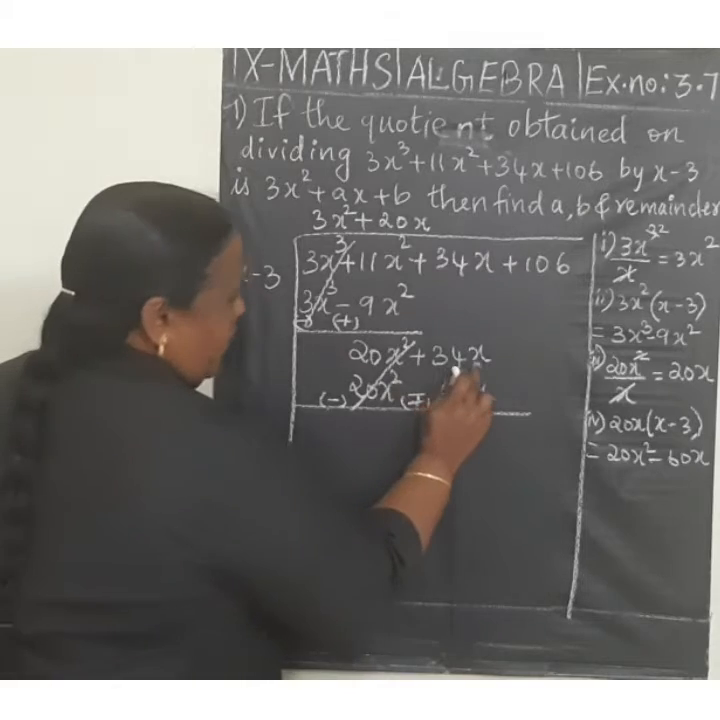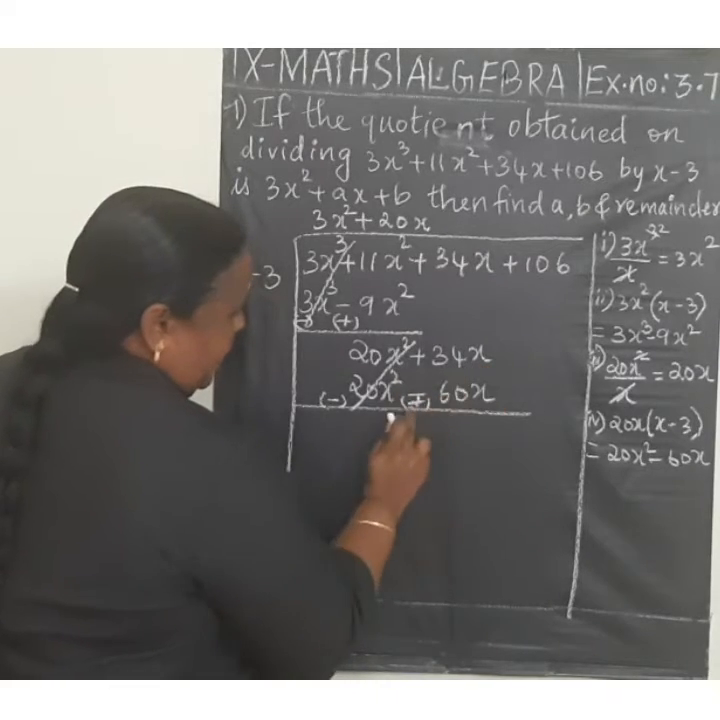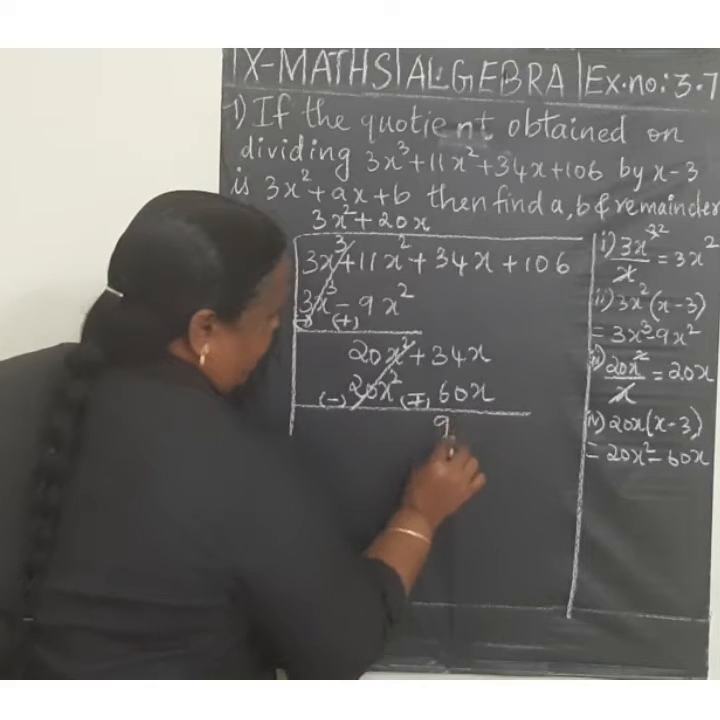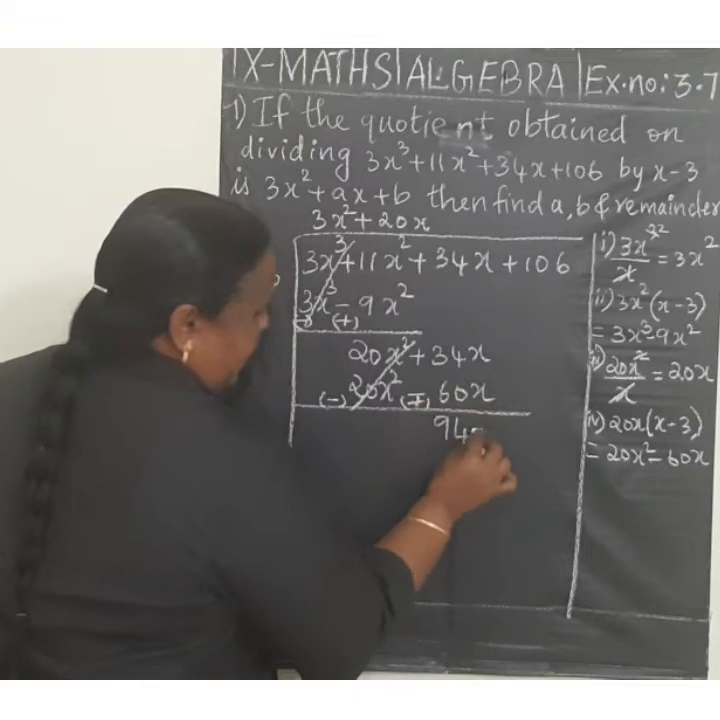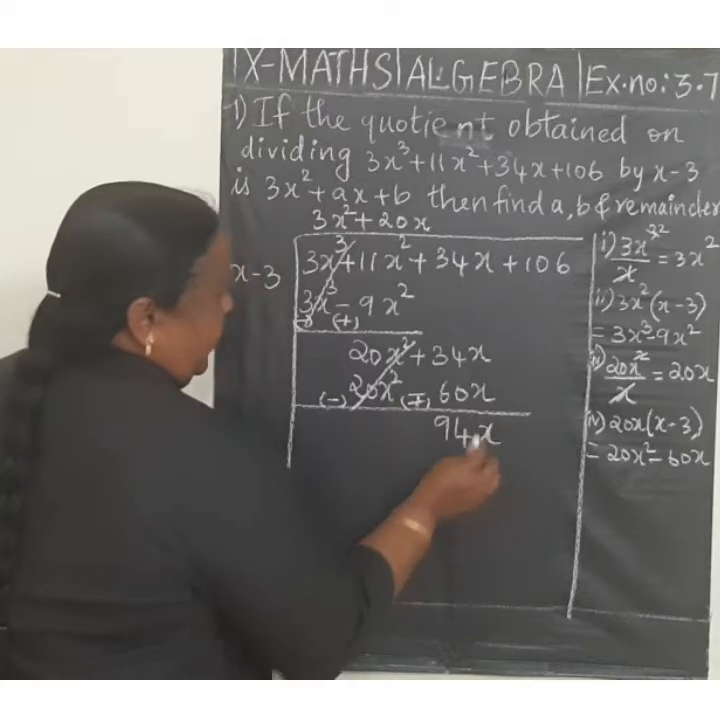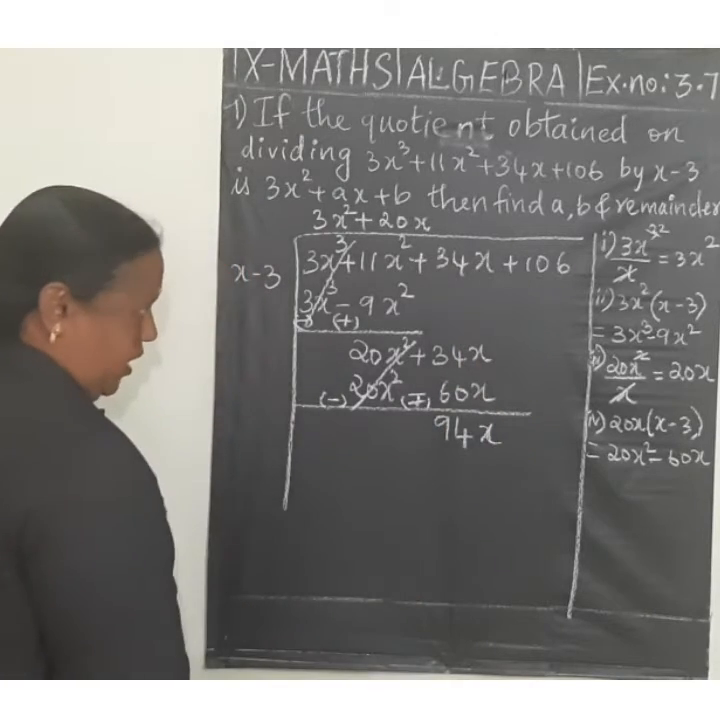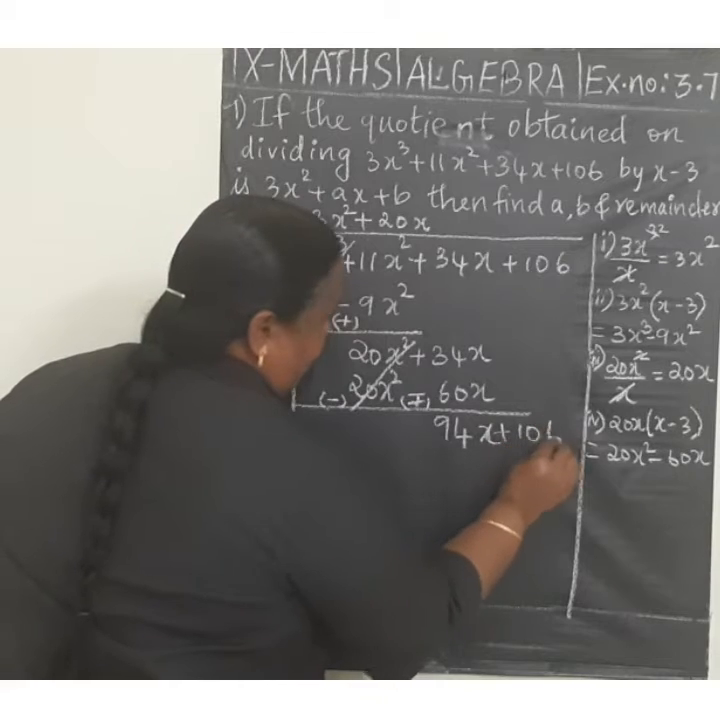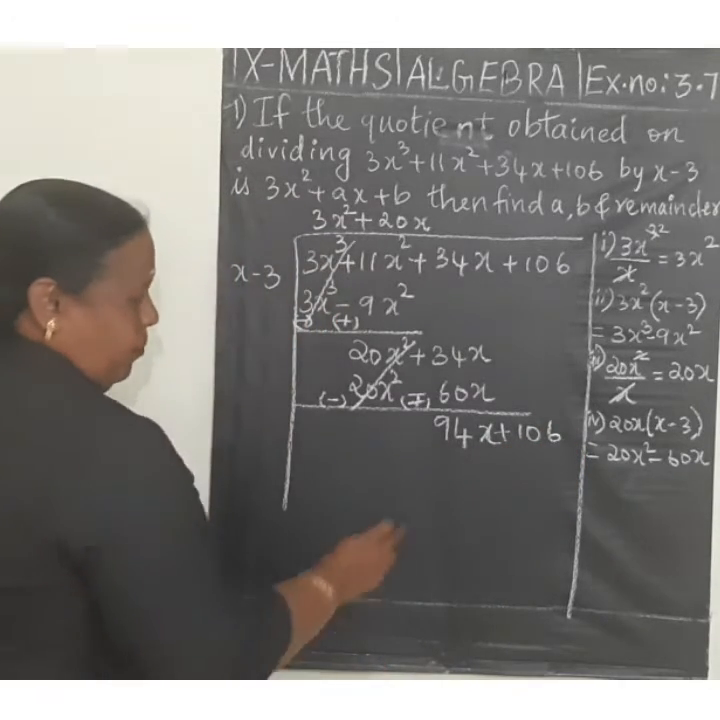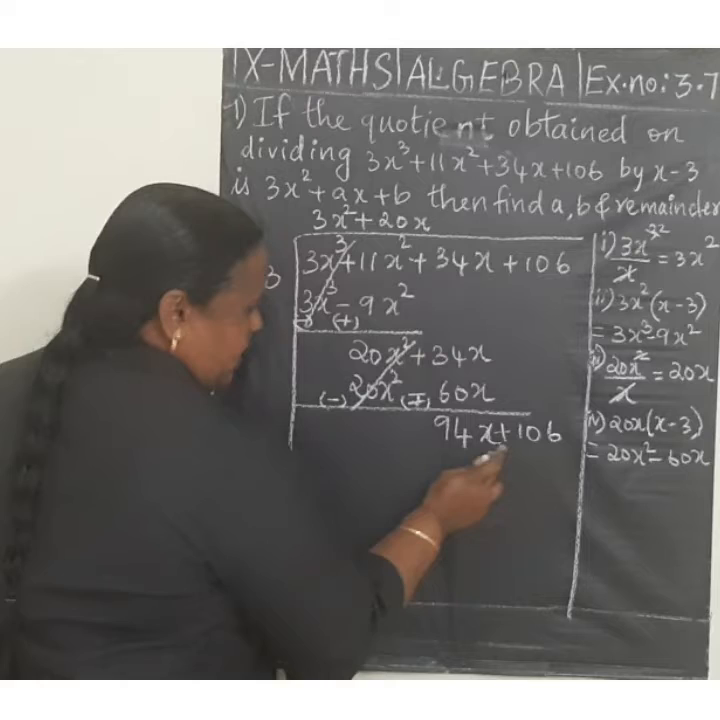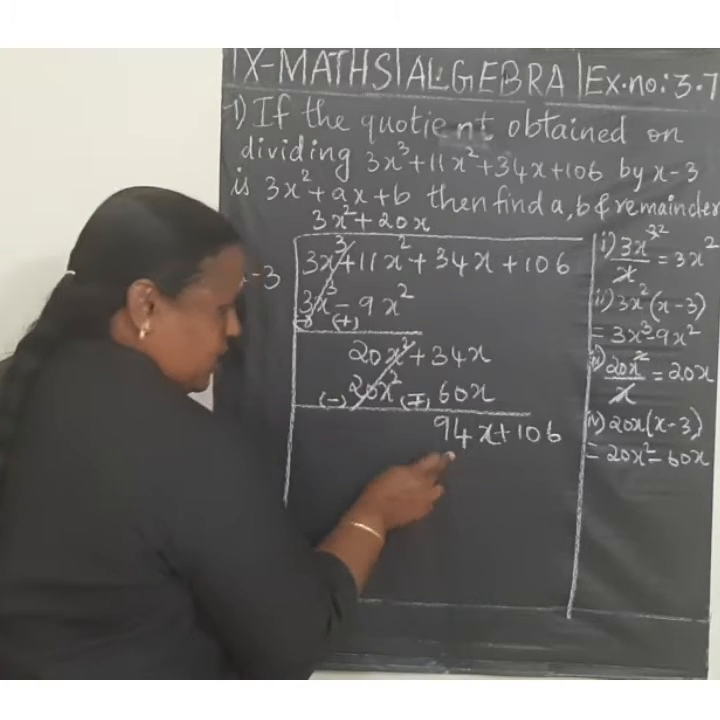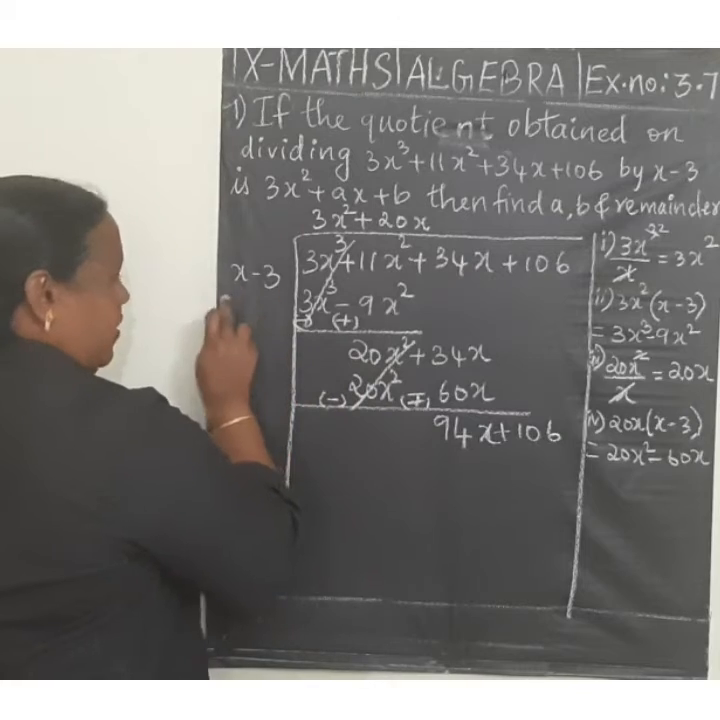Now here 34x plus 60x. Both are plus, so we have to add. What will we be getting? 34 plus 60, 94x. Next term we have to bring it down. The next term is plus 106. So plus 106. Next, in this 94x plus 106, the first term is 94x. We have to take this 94x, then divide it by the divisor's first term.